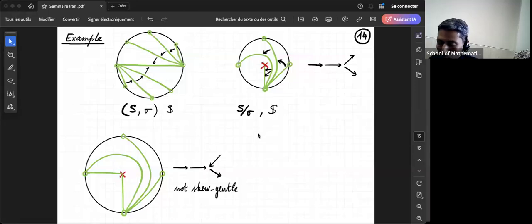So maybe I start with some questions. What do you think about the characterization of silting objects? Do you mean a geometric type of characterization of silting?